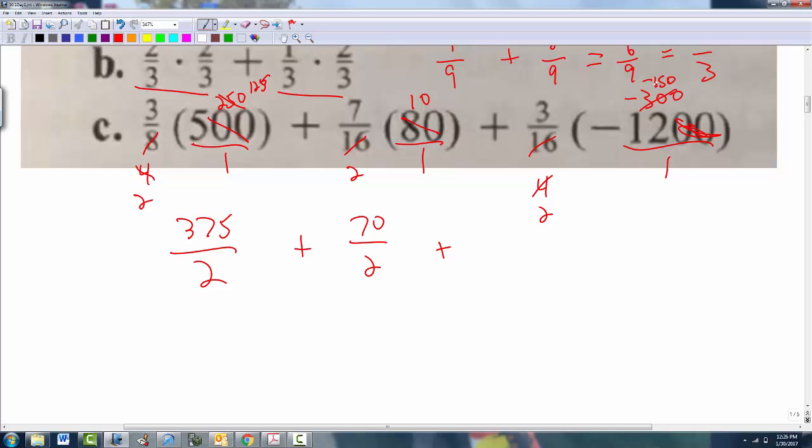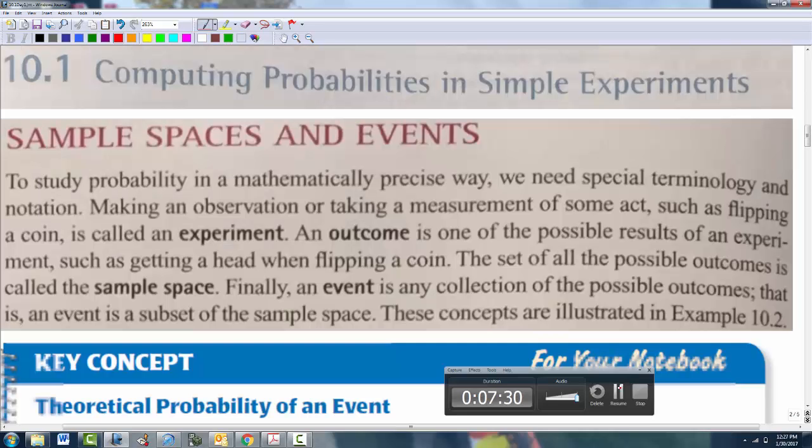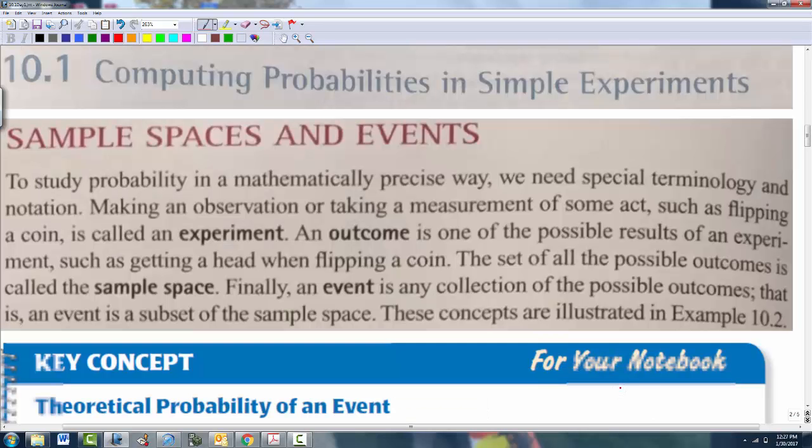Plus 3 times negative 150, 300 plus 150 is what? So negative 450 over 2. Then you can go ahead and add these. This is negative 75 plus 70 is negative 5 halves. Boom shakalaka. There's your 4th grade thing. Maybe the negative's 5th grade, 6th grade. That's what I did because, I don't know.